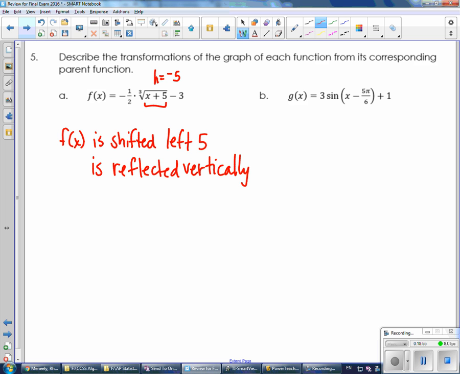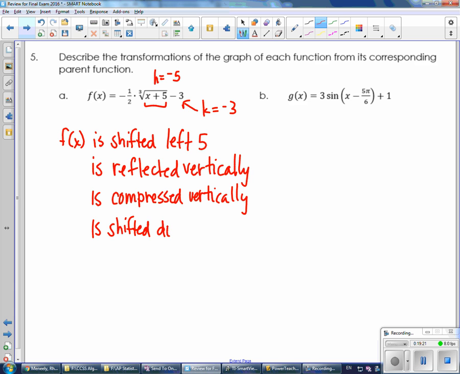And the 1/2 is going to tell me that it is going to be compressed vertically, because that number is less than 1. So that takes care of my h. And then the very last thing I can do is talk about my k value, which is negative 3. And that tells me that my graph is going to be shifted down 3 units.